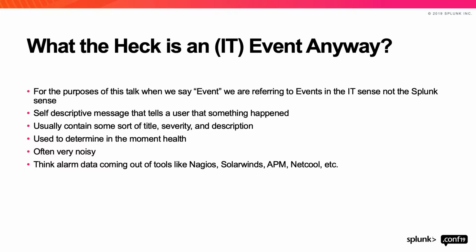There is some sort of descriptive message that comes with it. There are certain set fields like title, severity, and description itself, and maybe even the host name that it was associated with, and so on. So there is a set of required fields to really understand where this event's from, how important it is, and so on. And then finally, events are also used to determine health. So if something's broken, an event tells you that something is broken.